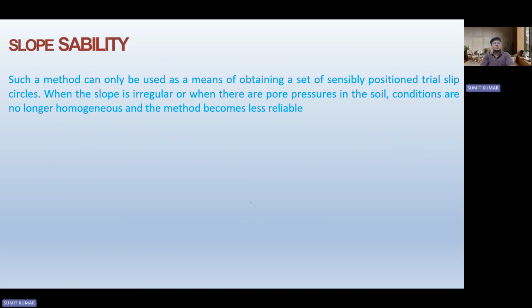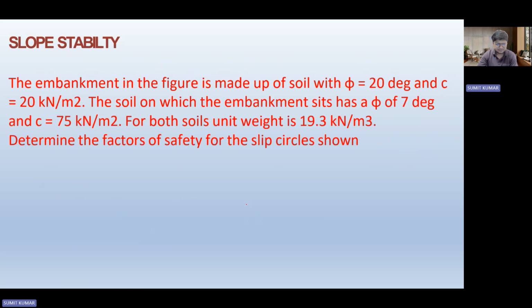Now, when we talk about the methods, we have the slip circle method, we have the Jumbo method, we have the friction circle method, we have the method of slices, and many more methods are already there for slope stability. But talking about the previous method, it says that such a method can only be used as a means of obtaining the sensible position of the trial slip circle when the slope is triangular, or when there is just poor pressure in the soil. The conditions are not homogeneous, and the method becomes less reliable in those circumstances.